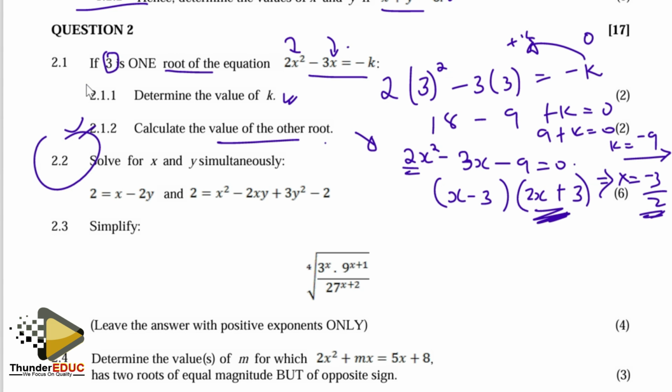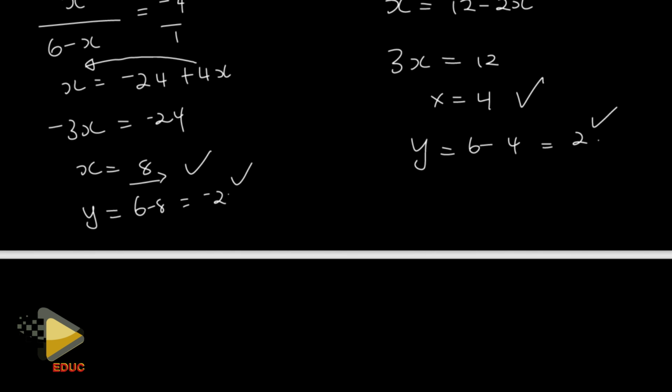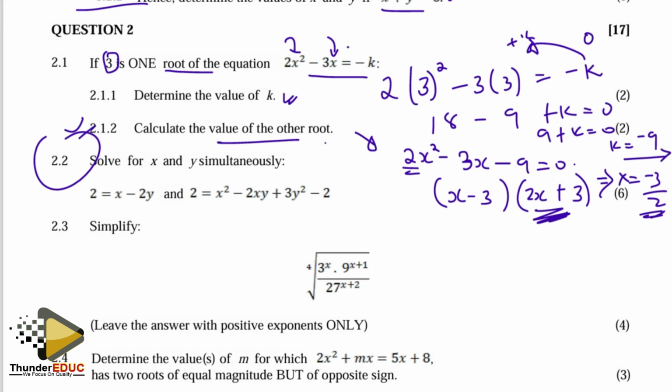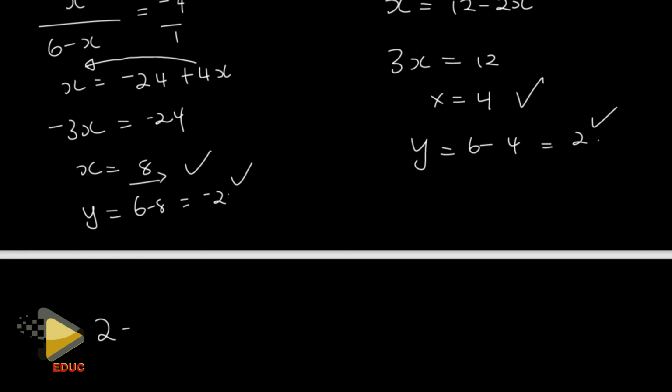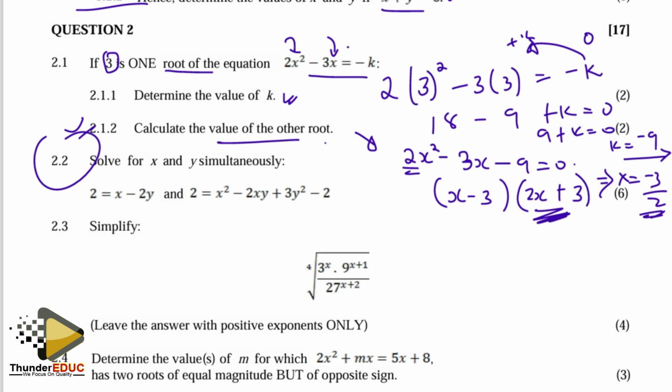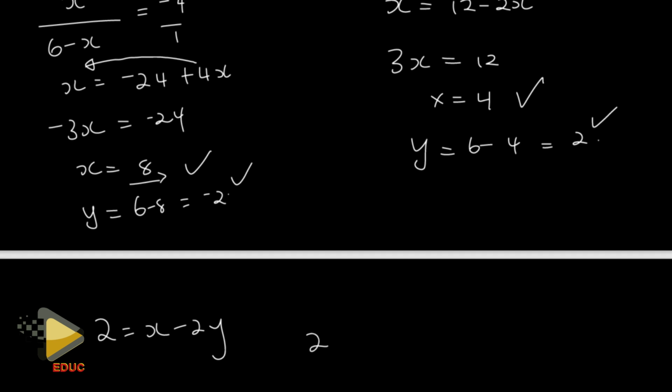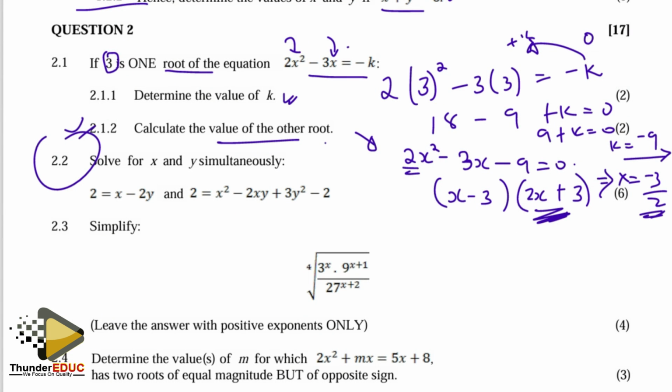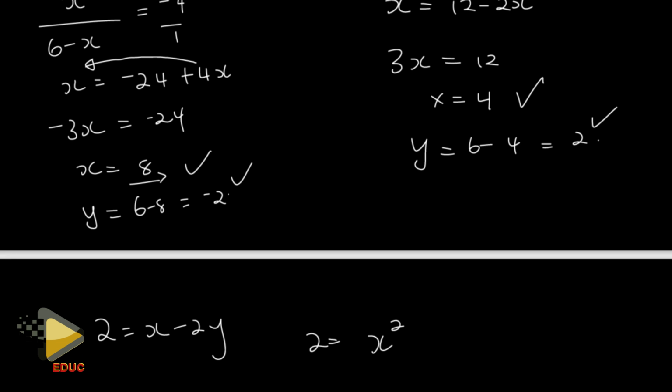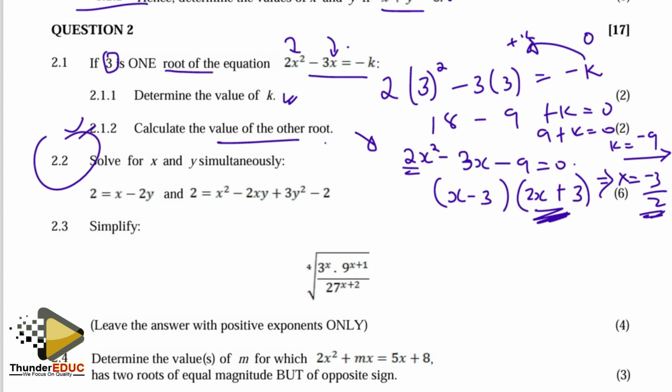And then 2.2, where we need to solve the simultaneous again. The question is telling us 2 is equal to x minus 2y. And then the other one is 2 is equal to x squared minus 2xy plus 3y squared minus 2.